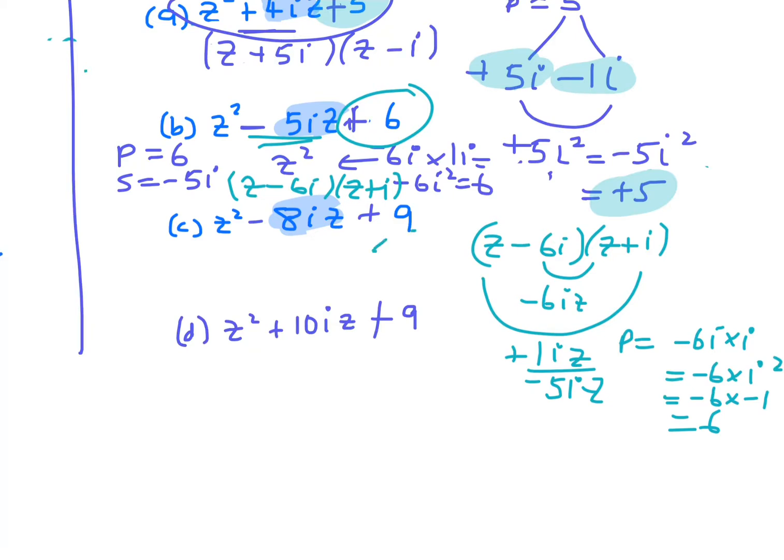So this one here, that 9, we're trying to get 8. So let's try minus 9i plus 1i, because minus 9 plus 1 is 8. And that's going to give you z minus 9i, z plus i. Okay, that's minus 9 plus 1, and minus 9i times i is plus 9, because it's minus 9 times i squared.